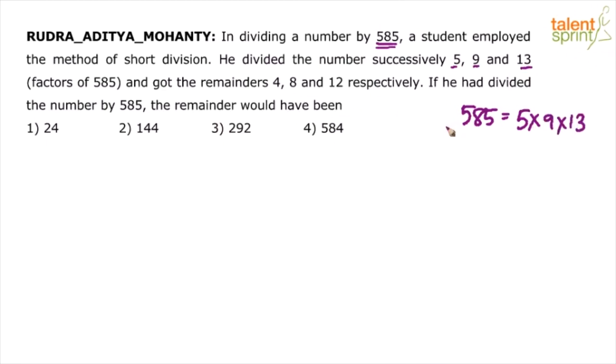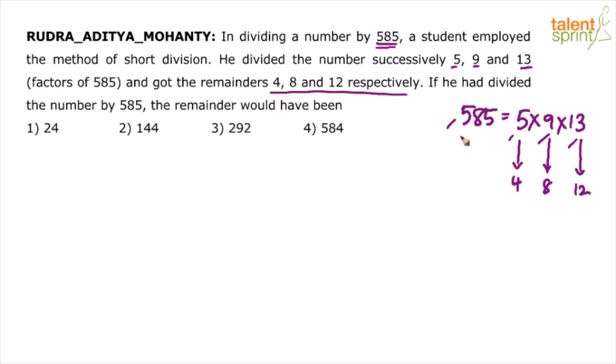So instead of dividing by 585, he first divided the number by 5. He got some quotient. He divided the quotient by 9 and got a new quotient. He divided that quotient by 13. And in this process, he got the remainders as 4, 8 and 12 respectively. For 5, the remainder is 4. When he divided by 9, the remainder is 8. And when he divided by 13, the remainder is 12.